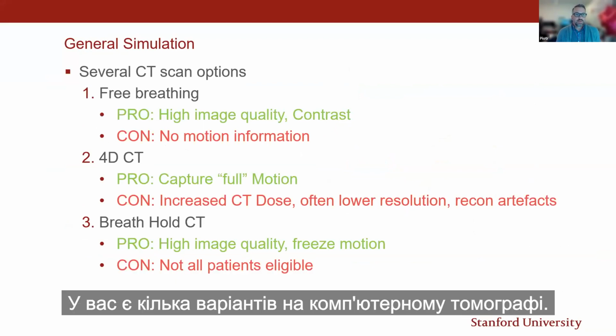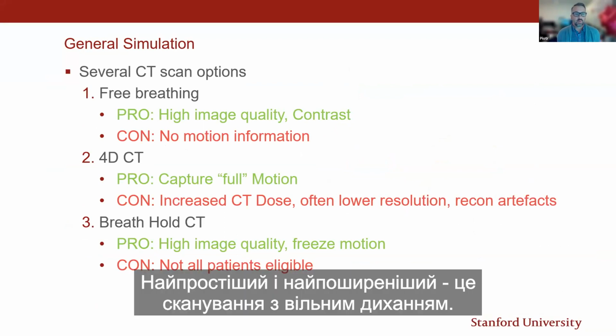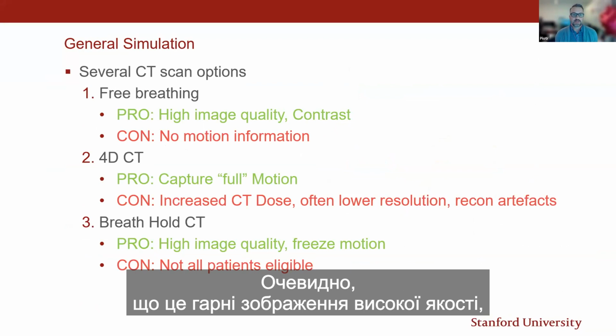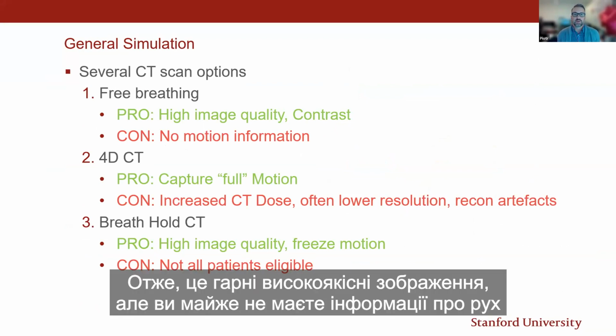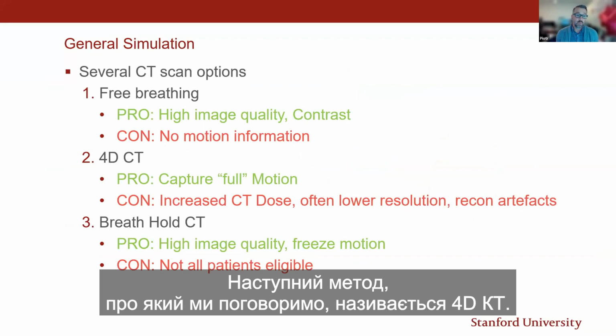You have several options on the CT scanner. The easiest and sort of the most common is a free breathing scan. Obviously, these are nice, high quality images, with contrast in them, but you have almost no motion information in that scan. Next is what we'll talk about.